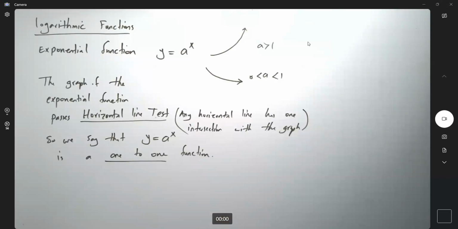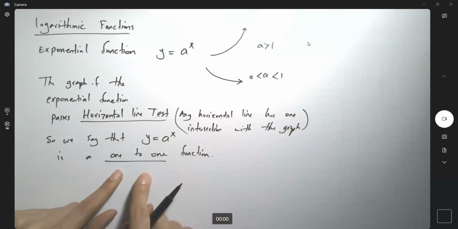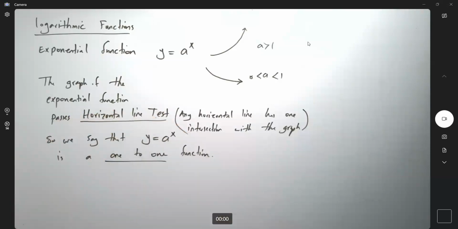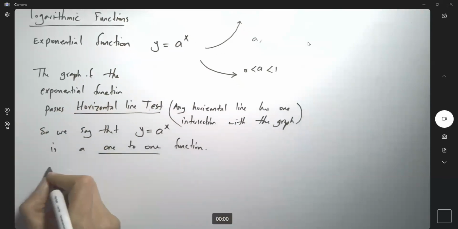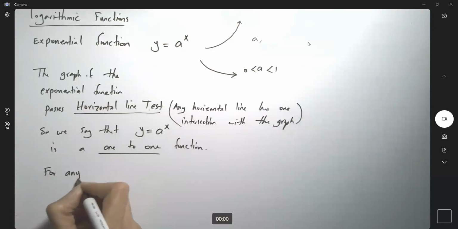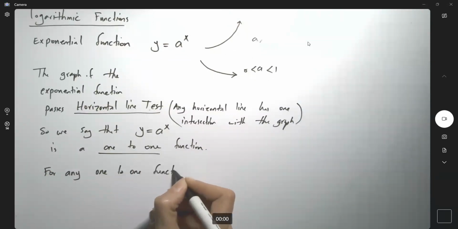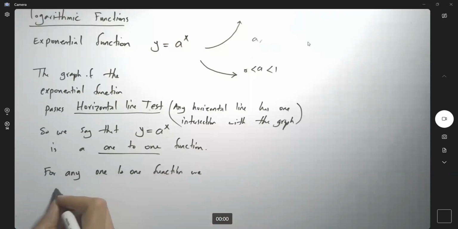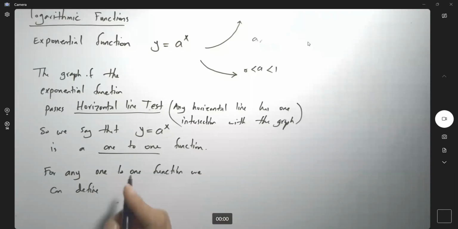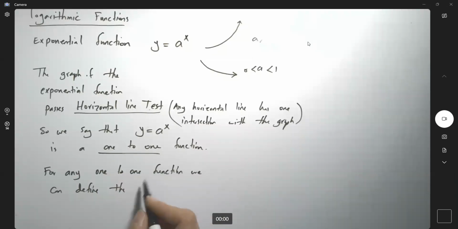So what's the use of it? If you have a one-to-one function, you can define the inverse of that function. For any one-to-one function, we can define the inverse function.